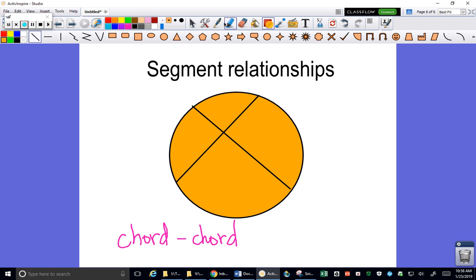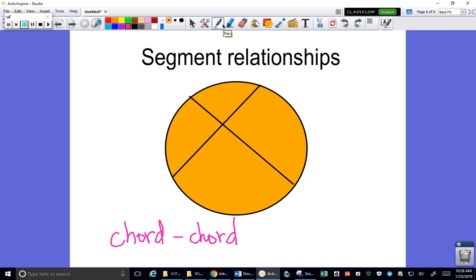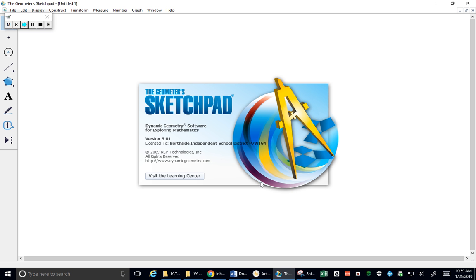So they cross. And when they cross, they create 4 different segments. We'll call those segments A, B, C, and D in no particular order. Okay, so there is in fact a relationship between them, and let's see if I can do another thing so that we can figure out what that relationship is.